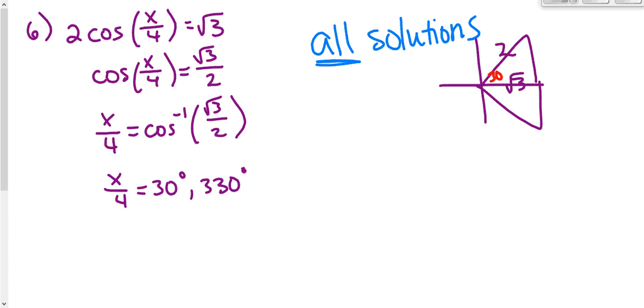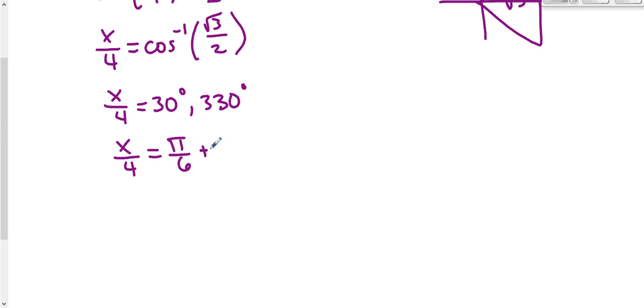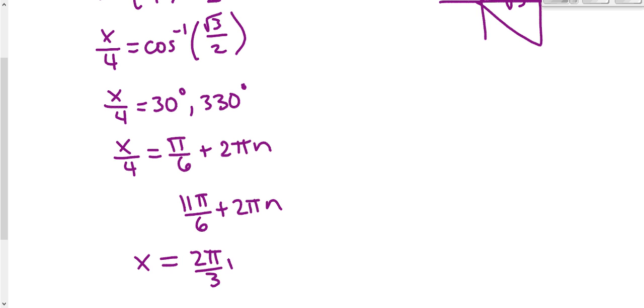So what we want to do is write this as, well, radians still. We have pi over 6 plus 2 pi n to represent all the infinitely many angles that are coterminal with 30 degrees. And then we have 11 pi over 6 plus 2 pi n to represent all of the angles that are coterminal with 11 pi over 6. And now to get x, we're going to multiply everything by 4. So 4 pi over 6 would be 2/3 pi plus 8 pi n. You have to multiply that by 4 as well. And then the other one would be 44 over 6, which is 22 pi over 3 plus 8 pi n.